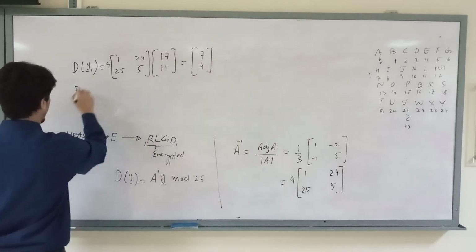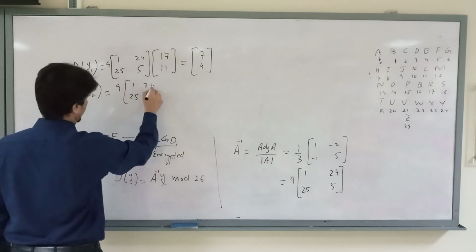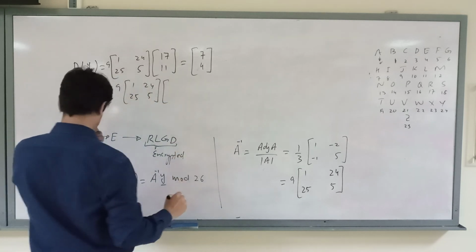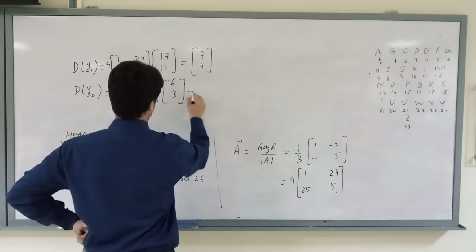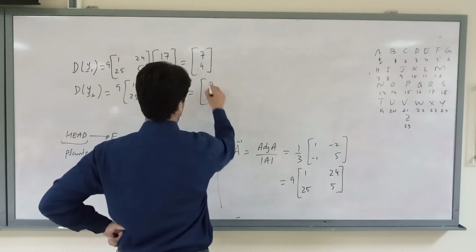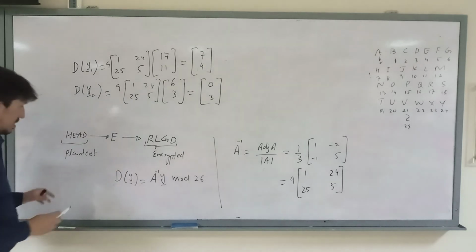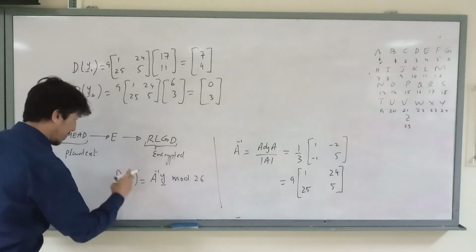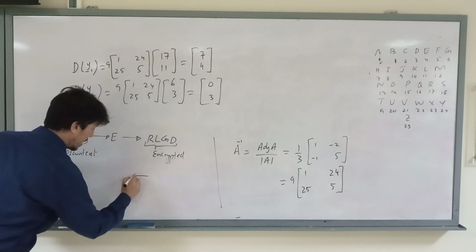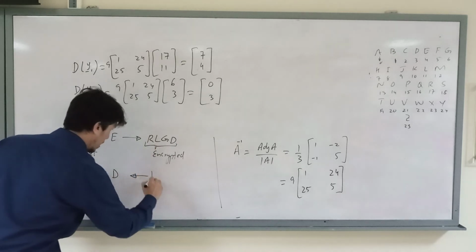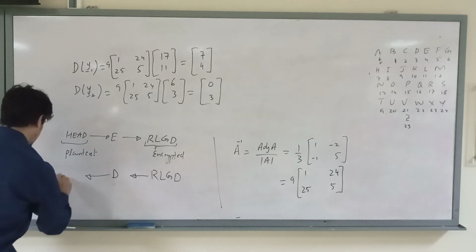And then you apply it on y2: 9 times 1 5, 25, 24, with G 6 and D 3. So in that case you will get 0 and 3. If you can see this, if I apply D to R L G D, I will get back HEAD.